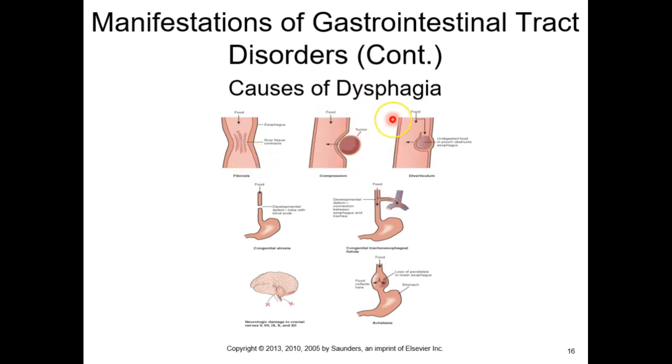Another one would be a tumor. If there's some kind of compression, including but not limited to tumors, let's say there was an enlarged lymph node in this region, maybe there was a lymphoma, it's a tumor of a lymph node growing to compress the esophagus.